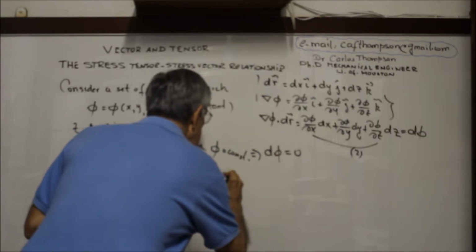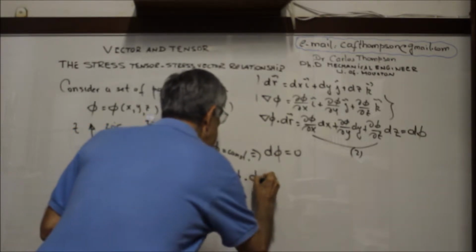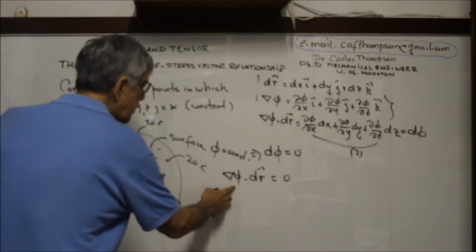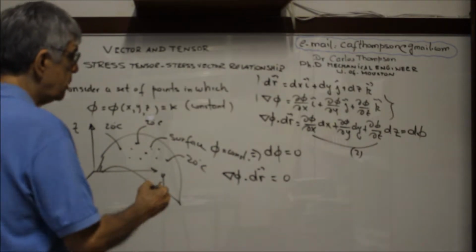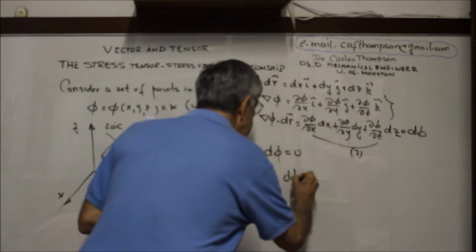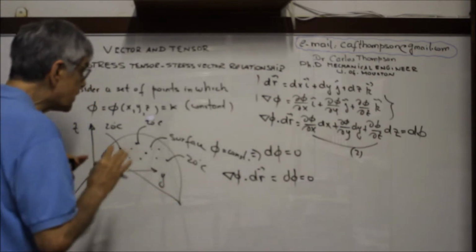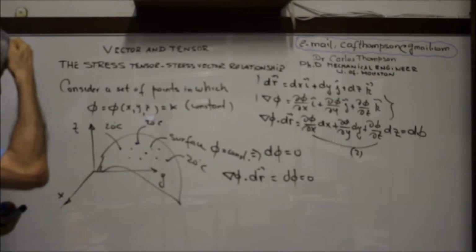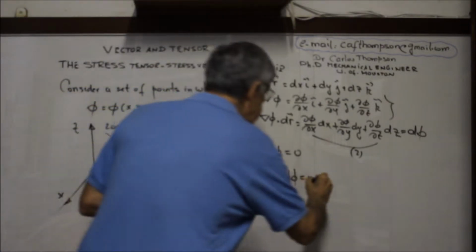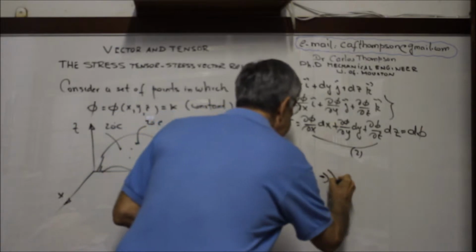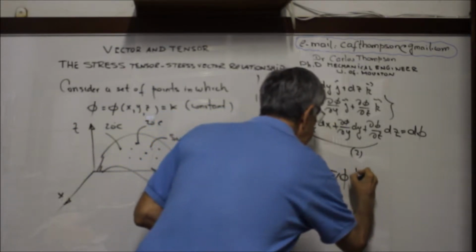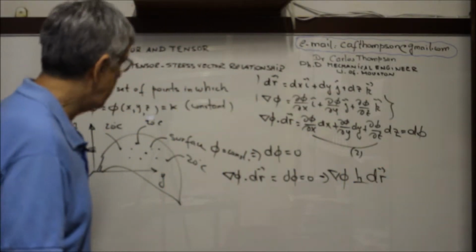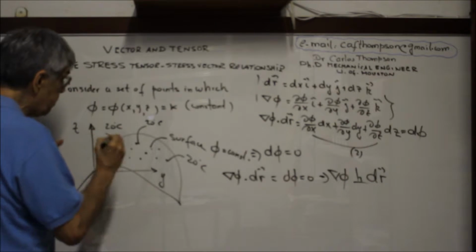The dot product of this vector with dr will be d phi, and it is equal to 0, because I'm considering points on the surface. So this implies that the gradient of phi is perpendicular to dr. You see? Because that's important.